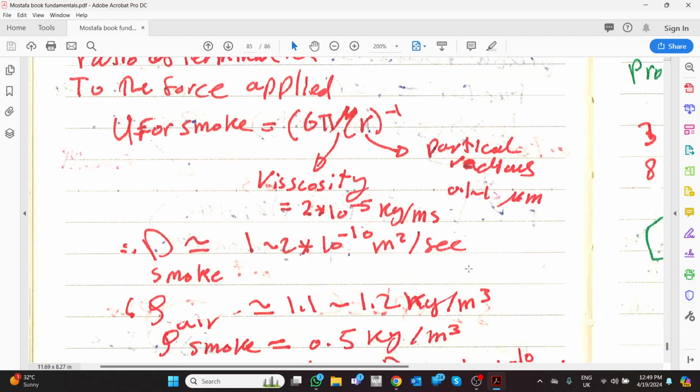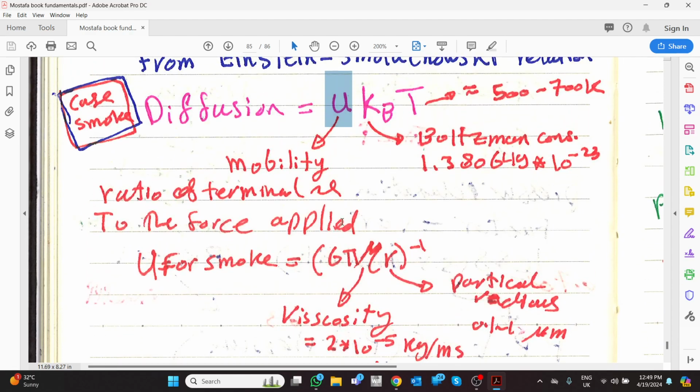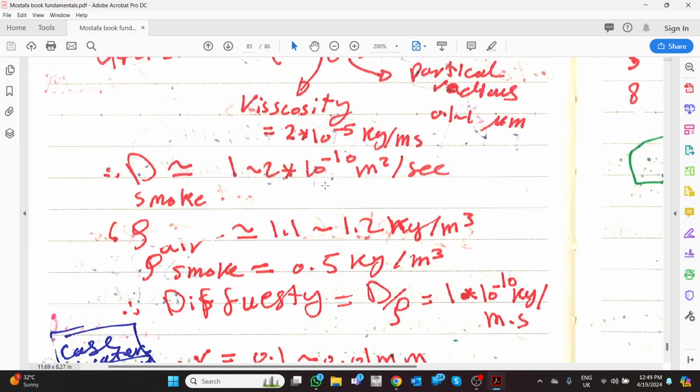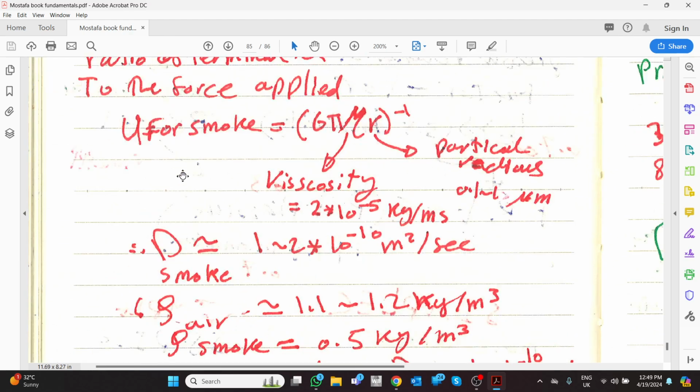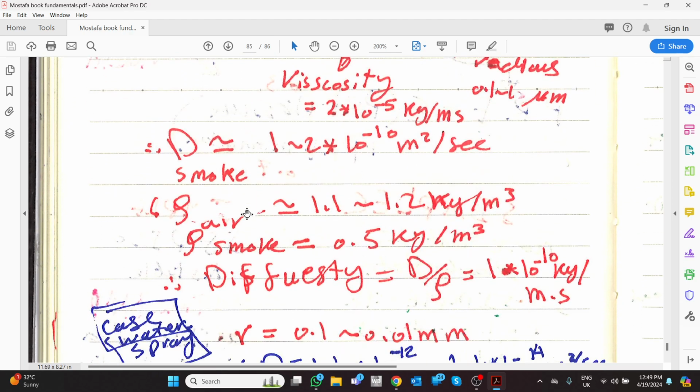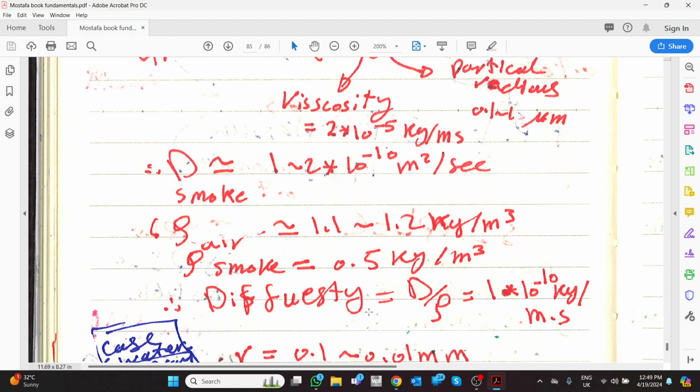By the way, you can understand the diffusion for the smoke. Put all the numbers, it is from 1 to 2 multiplied by 10 to the power negative 10 meter square per second. From the diffusion, we need to identify always the diffusivity. Diffusivity is the diffusion divided by density. We know density of smoke approximately is 0.5. So diffusivity, it is 1 multiplied by 10. Some software use the diffusion directly. Some software use the diffusivity.